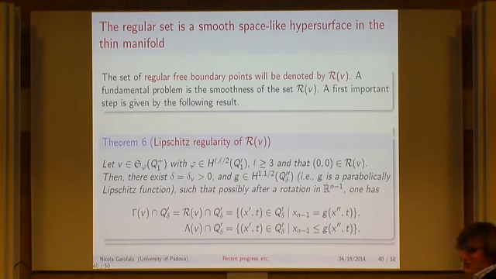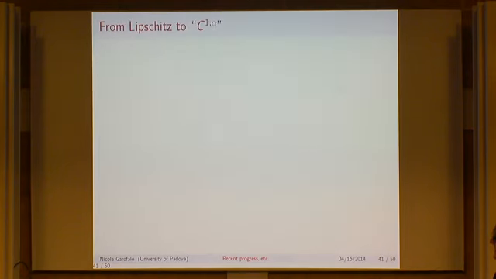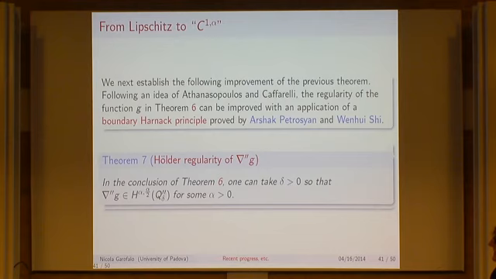What is missing is the Kinderlehrer and Nirenberg step, going from C^{1,alpha} to C infinity. This is a big open problem at this moment. So you can see C^{1,alpha} in the spatial variables, and in the time the function g is Hölder alpha over 2. What do you know about the time? We don't know anything about the time.